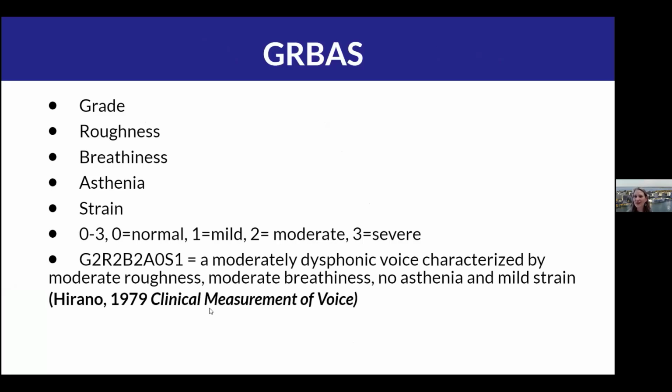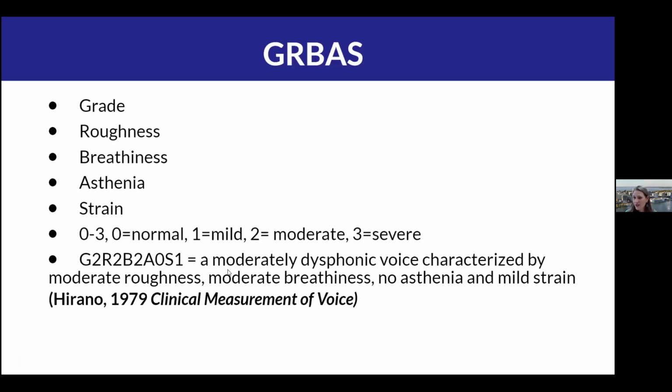So I'm going to give you two scales that are used in the voice world. This is a very straightforward, simple one. Originally came out in the 1960s, actually, and then was published in a book in 1979. So this looks at different parameters of voice: grade, meaning overall severity, roughness, breathiness, asthenia, which is not a term we tend to use quite as much as roughness, breathiness, and strain, but asthenia sort of refers to weakness of the voice, and then strain. And then this goes on a scale of 0 to 3, 0 being normal and 3 being severe.